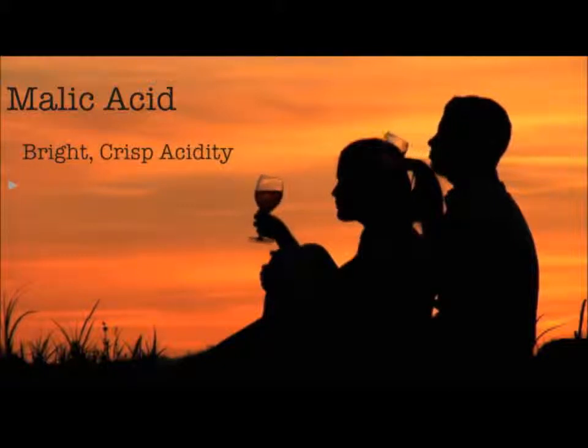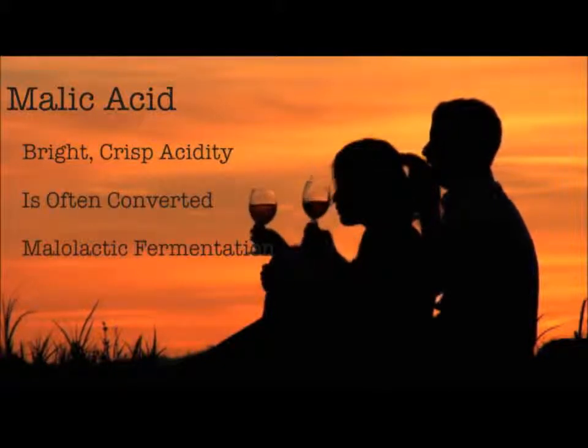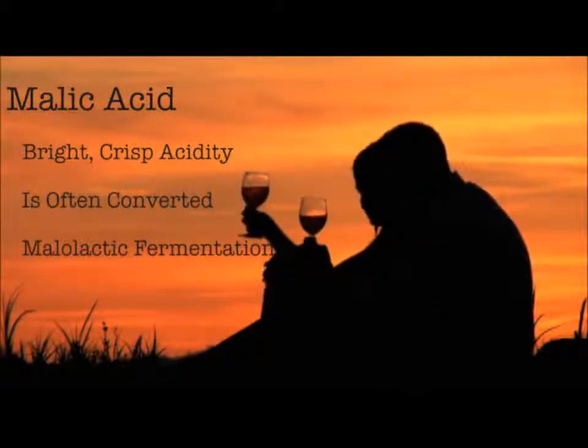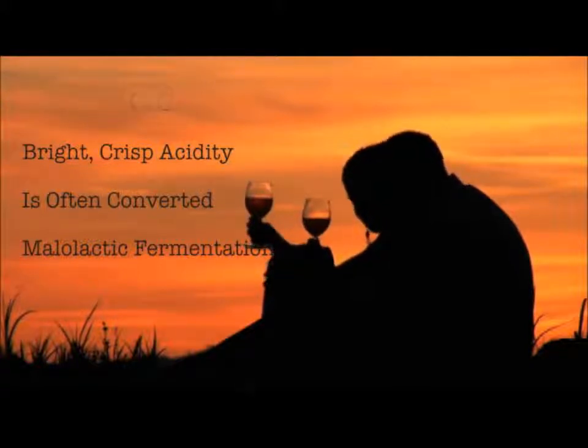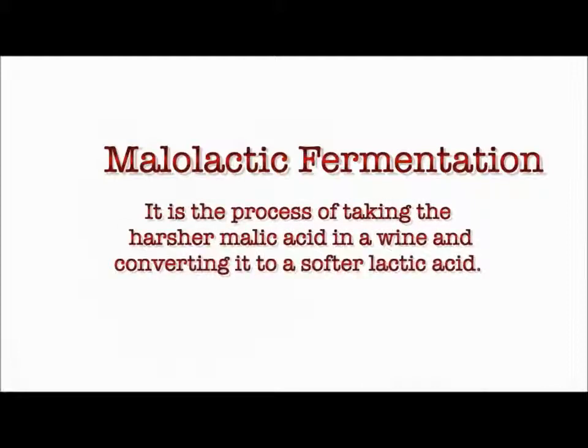To help you understand malic acid, think of Granny Smith apple, that bright, crisp acidity. Malic acid is often converted into lactic acid, and the reason why they do this is because they want to soften up the acidic characteristics of the wine and give it more of a creamier texture and perhaps even a buttery flavor. To convert the malic acids, they simply introduce the lactic acid into the container, and all the malic acids are then converted, as in a mass mutation, into lactic acids. This is called malolactic fermentation. In the wine business, we call this ML for short.